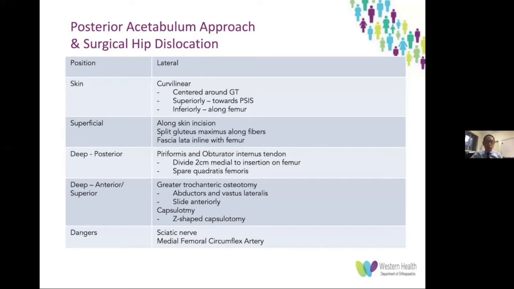The other option is when we want to extend anteriorly and superiorly. That can be used routinely in a posterior acetabular approach, but is mainly more important when we're talking about a surgical hip dislocation. And this is the greater trochanteric osteotomy. We leave the abductors and vastus lateralis on the trochanteric fragment, osteotomize it, and we slide it anteriorly. Next is the capsulotomy, which is a Z-shaped capsulotomy, which we'll show you some diagrams of in a moment. The main dangers in this approach are the sciatic nerve and the medial femoral circumflex artery. However, when operating around the pelvis, it's possible to damage many other structures nearby.